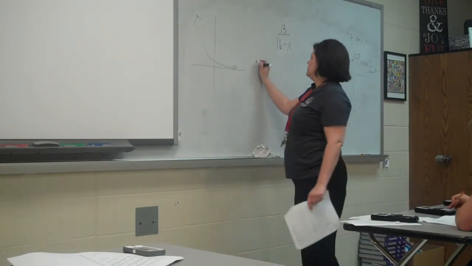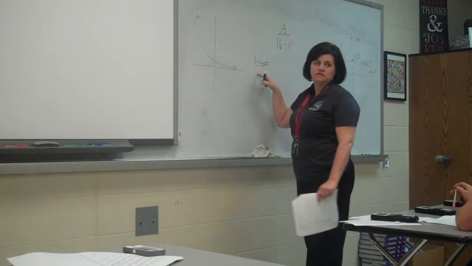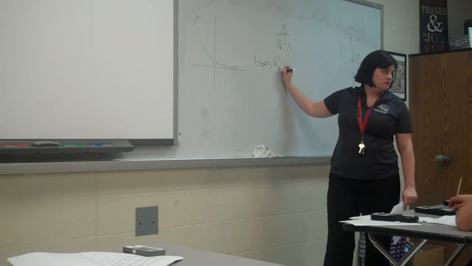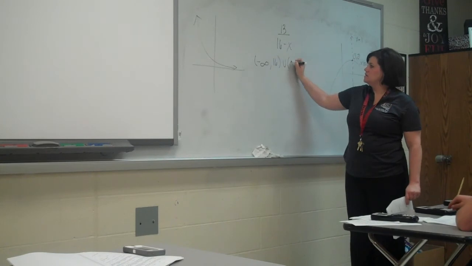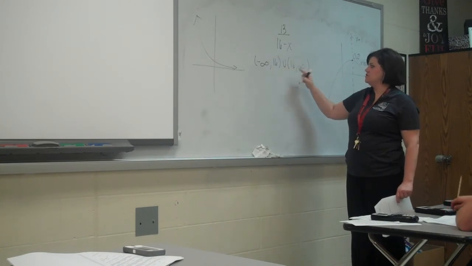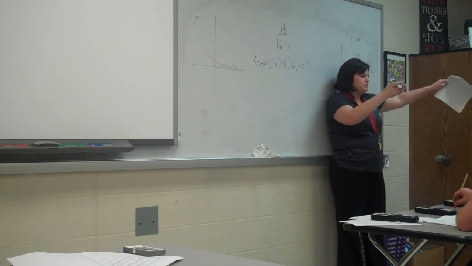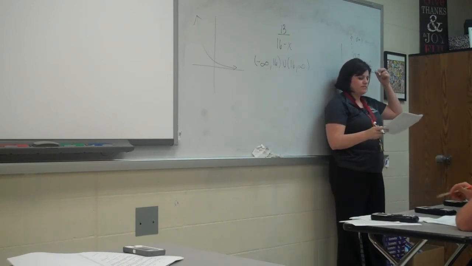So it can go from negative infinity, which always gets a parenthesis, up to 16, but it can't touch 16, so I put a parenthesis. And then it can start again at 16 and go to infinity. But it just can't be 16 exactly. It can be up to 16, and then from 16 to infinity. Everything except for 16.